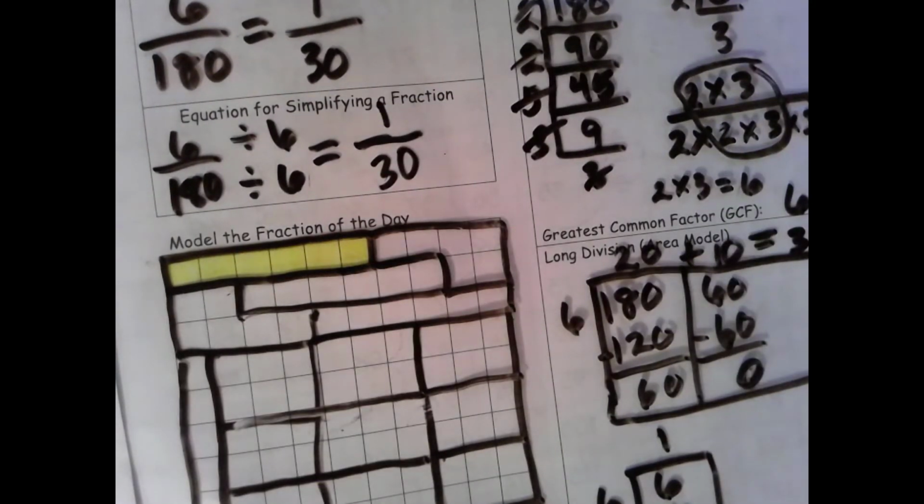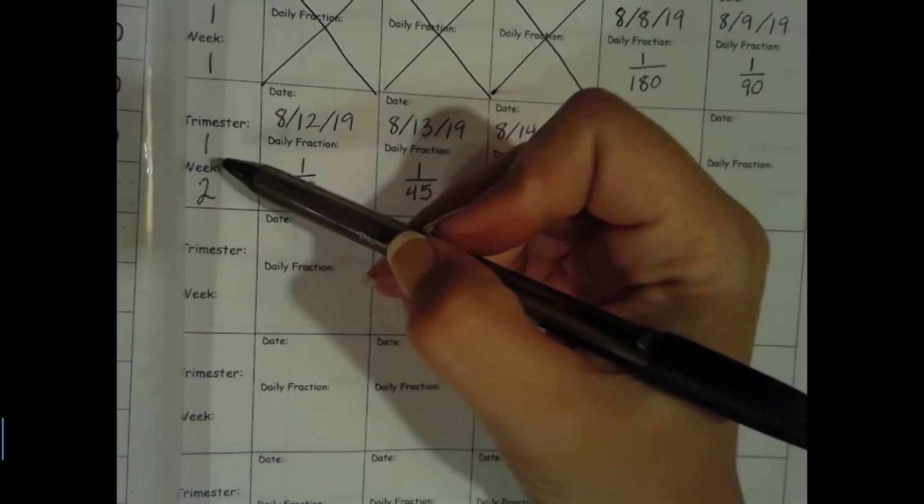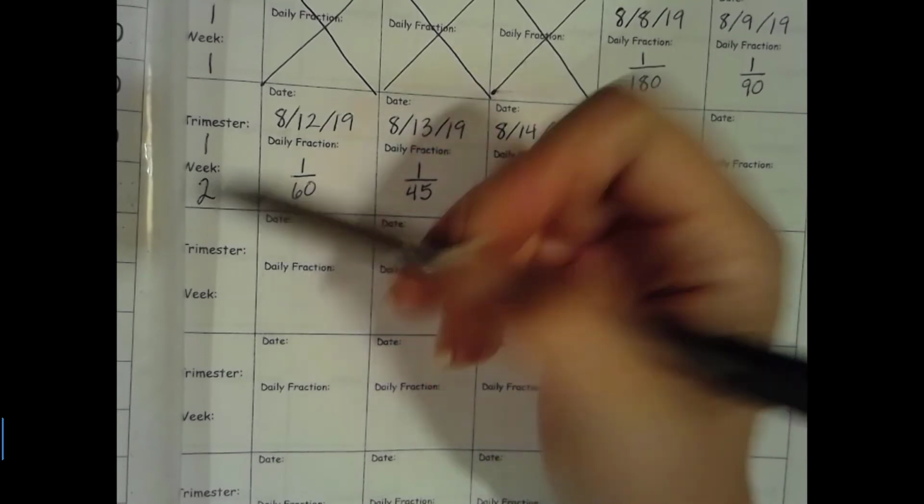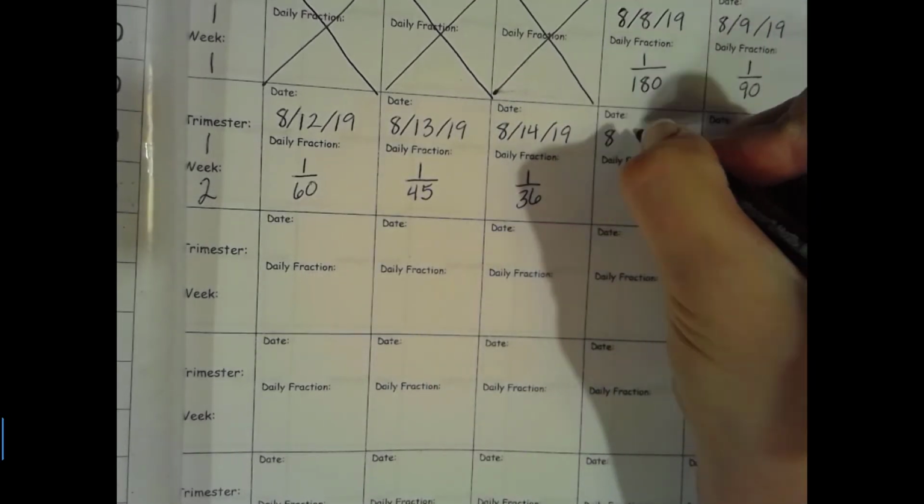Let's go ahead and fill in our data collection page. Trimester 1, week 2. Today is 8/15/19. And our fraction for today is 1/30.